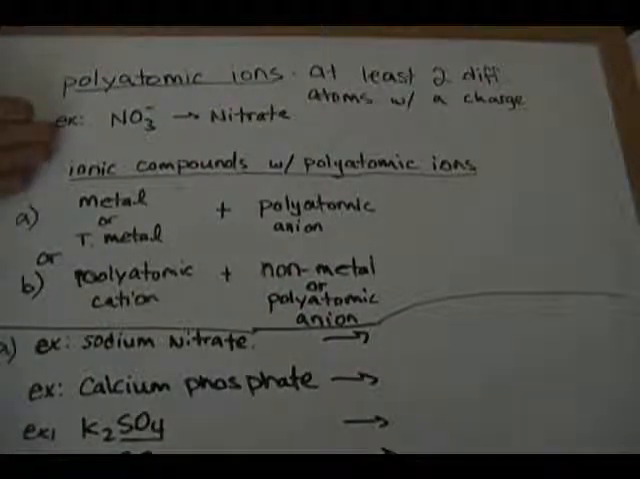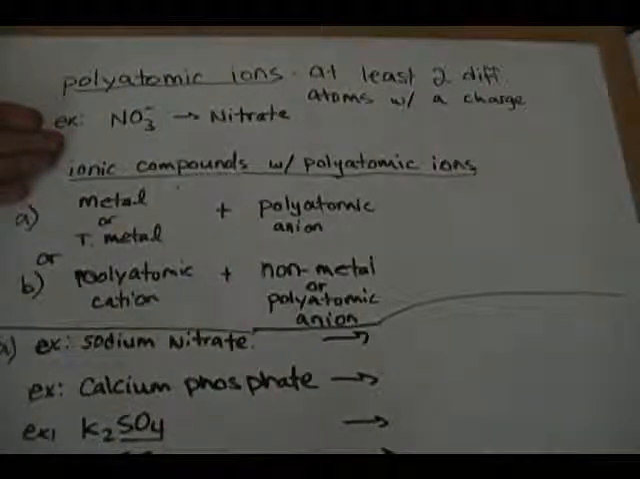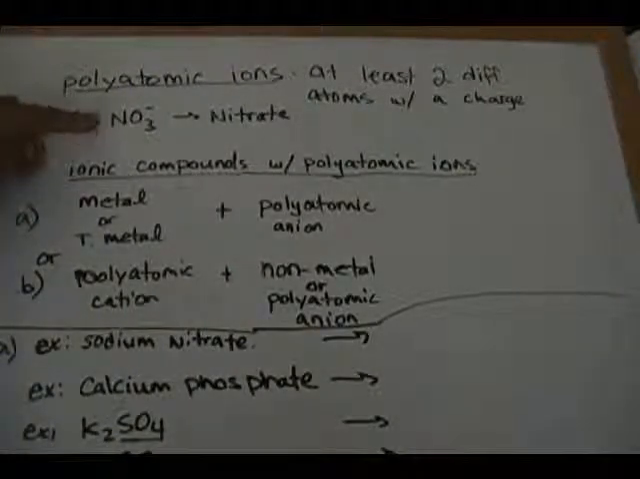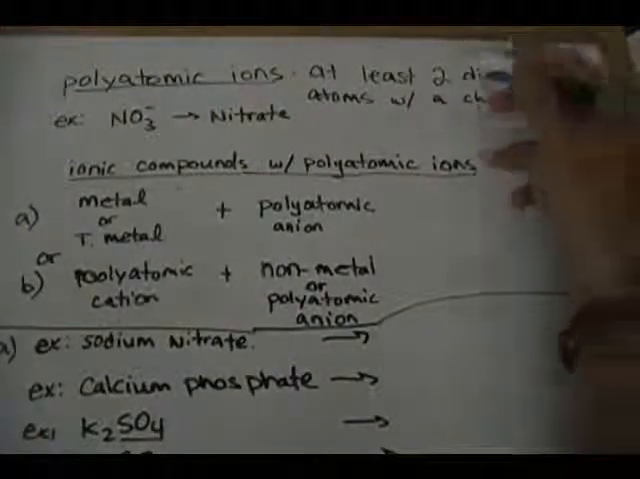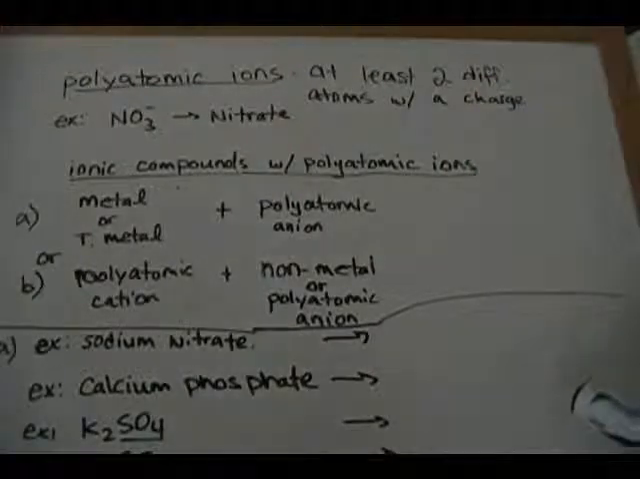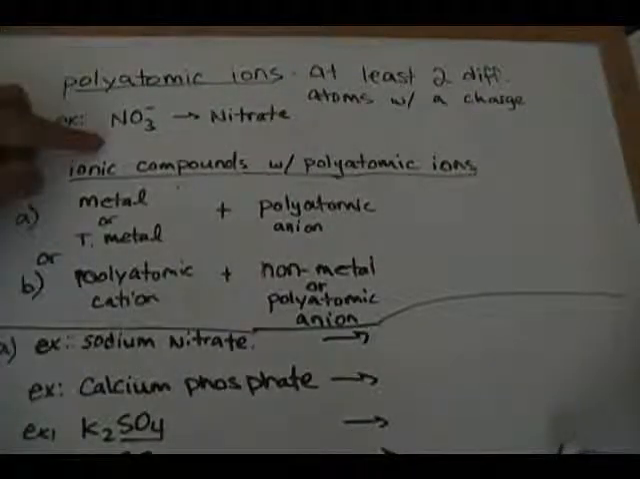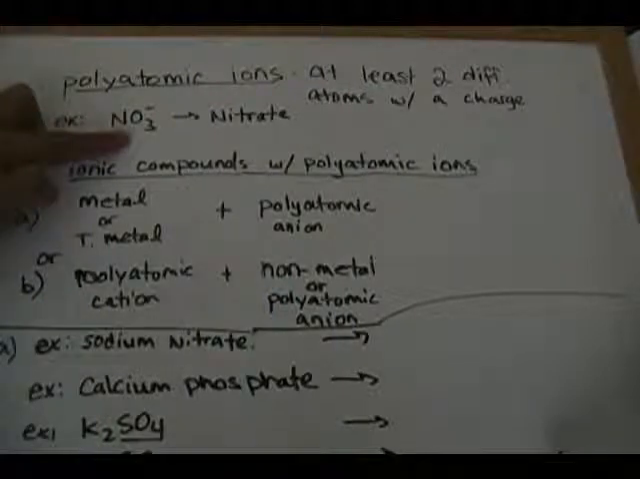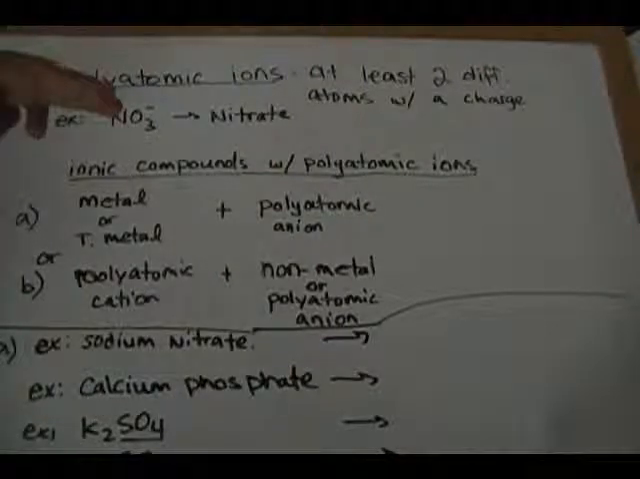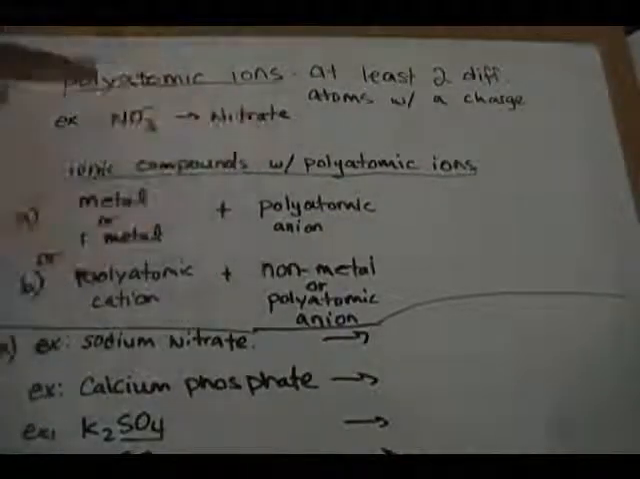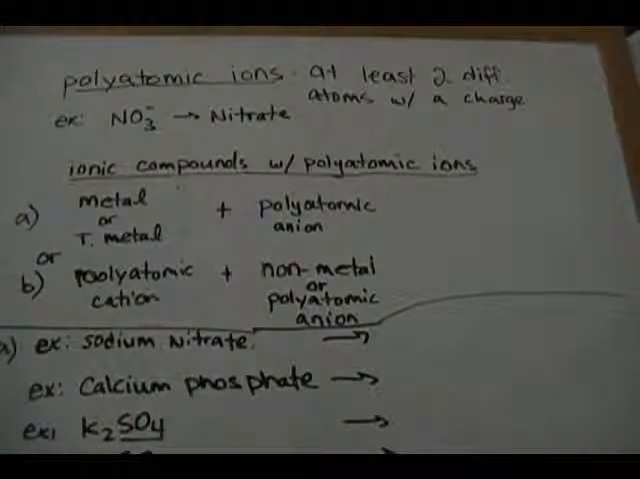Here's an example of a polyatomic ion. In this case, it's a polyatomic anion, basically a negatively charged polyatomic ion. A polyatomic ion is basically an ion that's composed of at least two different atoms that has a charge. So in this case, we have NO3 minus, at least two different atoms, and it has a charge, and that's known as nitrate. You have to memorize it, okay? Know that NO3 minus is nitrate, and know that nitrate is NO3 minus. Get flashcards. Put one thing on one side, put the other thing on the other side. Memorize it. Extremely important, okay?